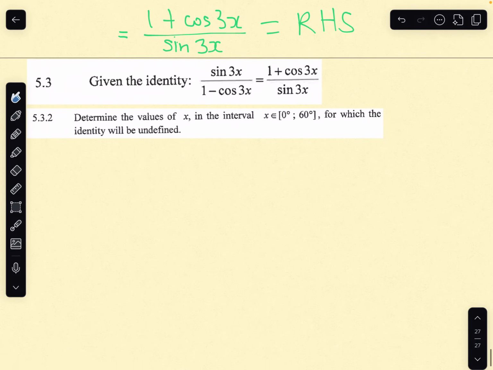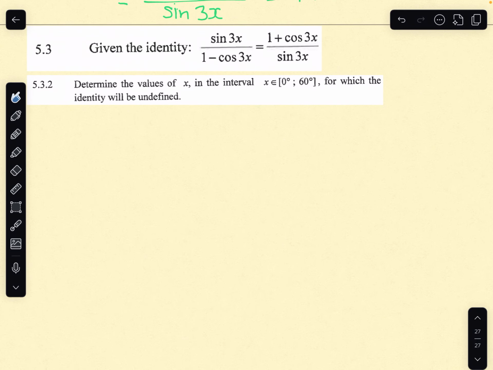Now, next part of the question. Given that same identity, determine the values of x in the interval. X is an element, how do we even read this? So for the values of x between 0 and 60, including both 0 and 60, we want the values for which the identity will be undefined.